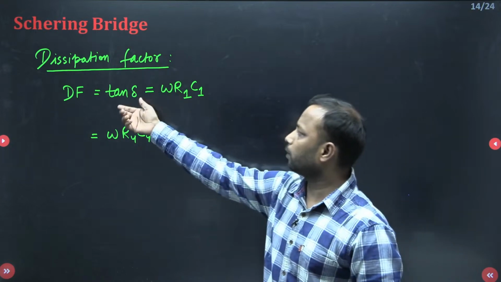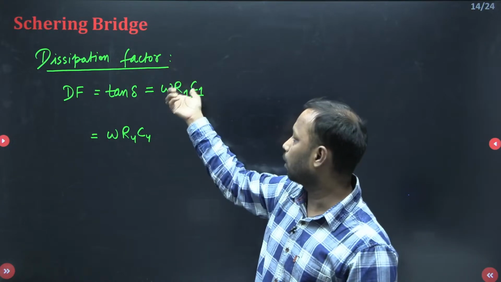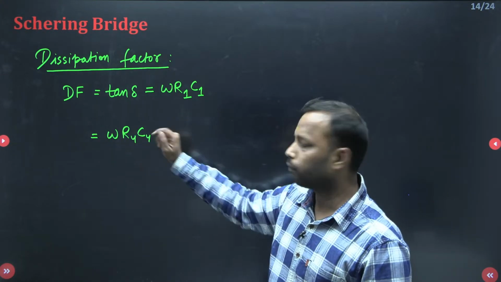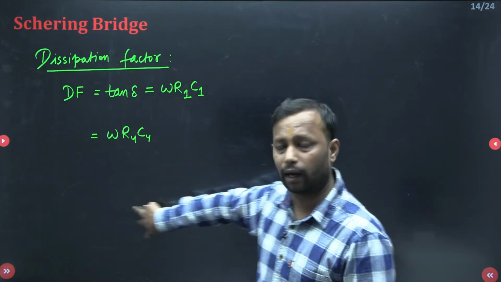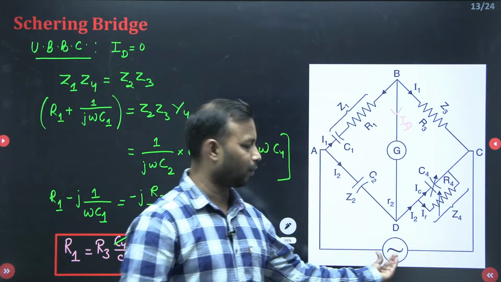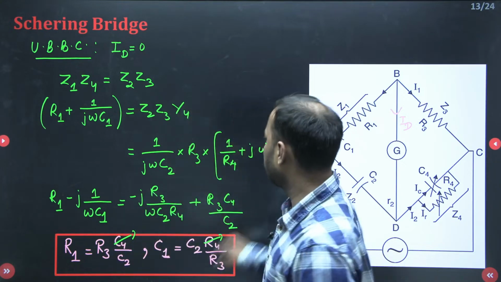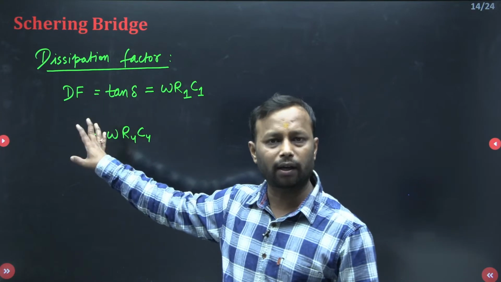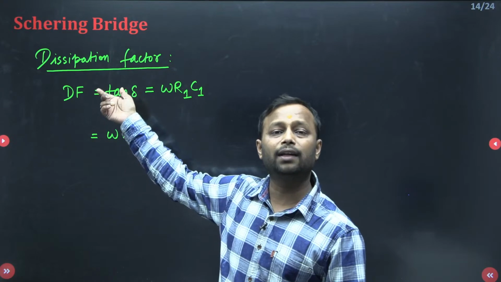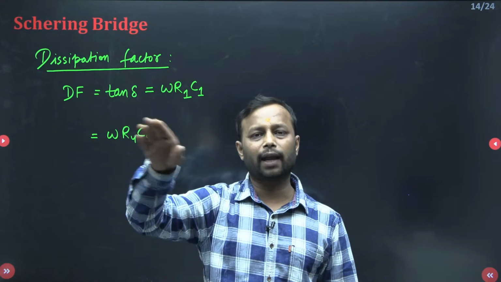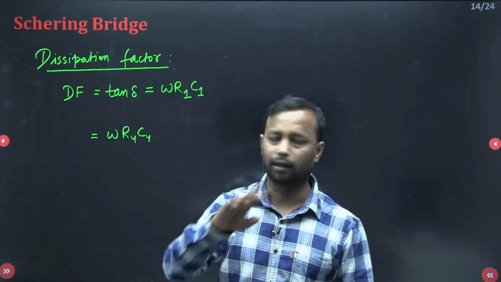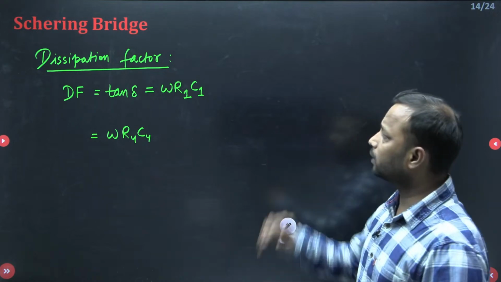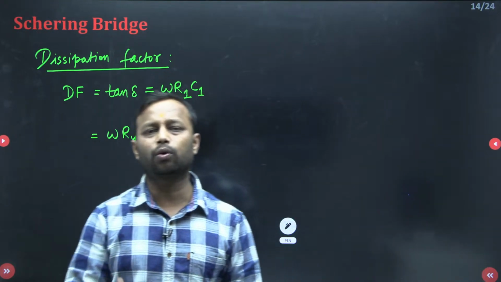So the dissipation factor of the unknown coil we have calculated in terms of known parameters. Since we know R4, we know C4, and we know omega from the supply frequency F, in this manner we can calculate the dissipation factor. Please remember it is the reciprocal of the quality factor, which is the amount of energy dissipated over one cycle divided by the amount of energy stored over one cycle, and this is nothing but tan del. Now, this Schering bridge is not only to calculate R1 and C1.